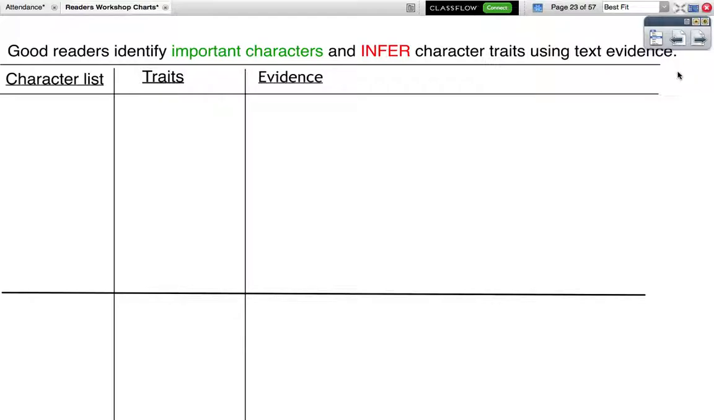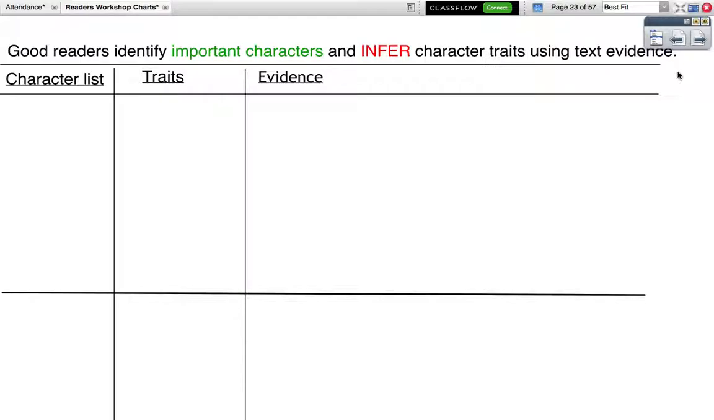To infer something, like Gabriel wears his green Minecraft jacket all the time. So I could infer that Gabriel is a fan of Minecraft because he wears a Minecraft jacket all the time. I might be wrong. He might not like Minecraft, okay? But that's the inference, the assumption I would make based on the jacket he wears all the time.